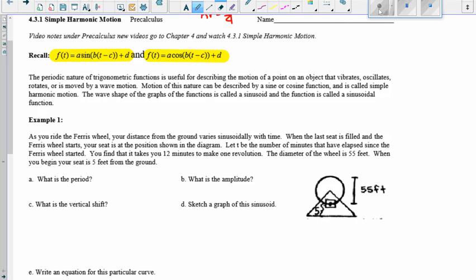4.3.1 Simple Harmonic Motion. The periodic nature of trigonometric functions is useful for describing the motion of a point on an object that vibrates, oscillates, rotates, or is moved by a wave motion. The motion of this nature can be described by a sine or cosine function and is called simple harmonic motion. The wave shape of the graphs of the function is called a sinusoid, and the function is called a sinusoidal function. So we have our two general equations for sine and cosine up here.